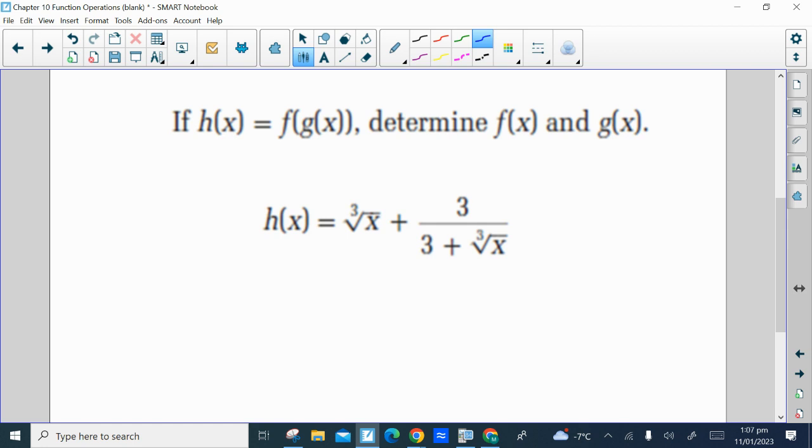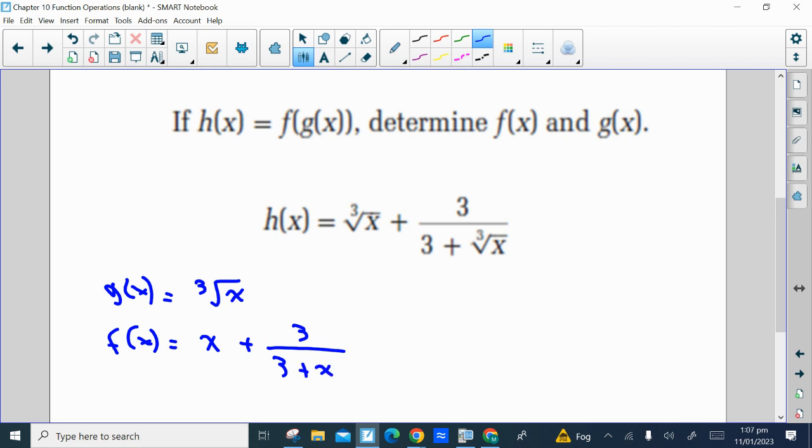So here's another one where we're given h of x and we want to determine f and g. And if we look at this, we can see that there are two places where we have the cube root of x. So I'm going to say that's g of x. And then f of x would be written, wherever we see the cube root of x, we just replace it with x. If you work backwards and you replace all the x's with the cube root of x, you'll get h. Right? So it does check.